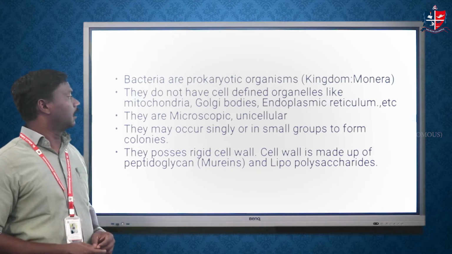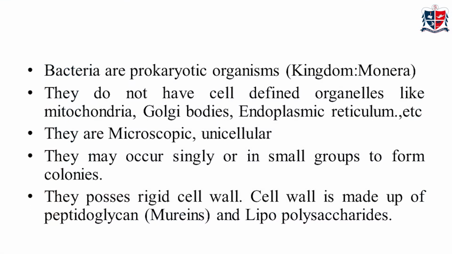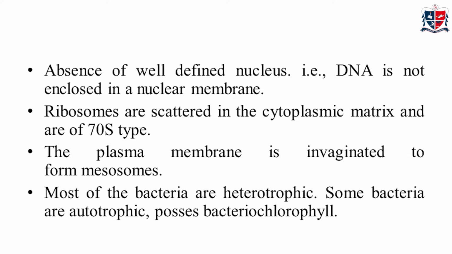They may occur singly or in small groups to form colonies. They multiply in colonies. They possess a rigid cell wall. The cell wall is made up of peptidoglycan, purines, and lipopolysaccharides. There is an absence of a well-defined nucleus. You cannot see a well-defined nucleus under the microscope.